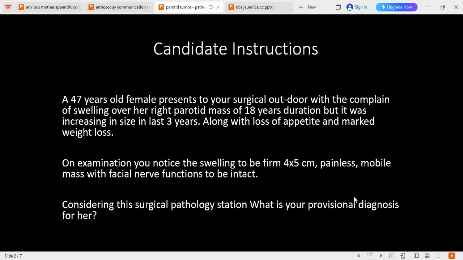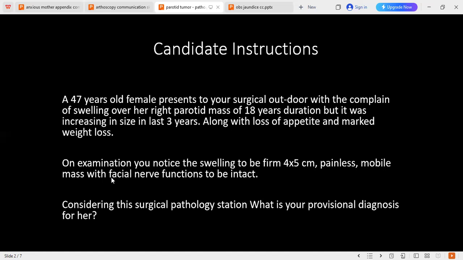So there is always invasion of the overlying skin, and when it affects the underlying structures, then it causes fixity to the underlying structures. Here, the mass is mobile, so most likely it's not malignant right now.